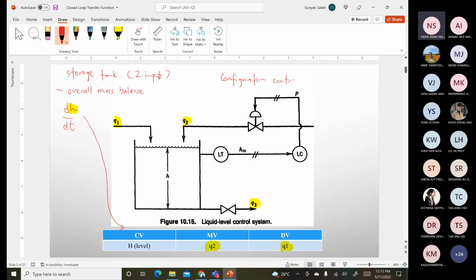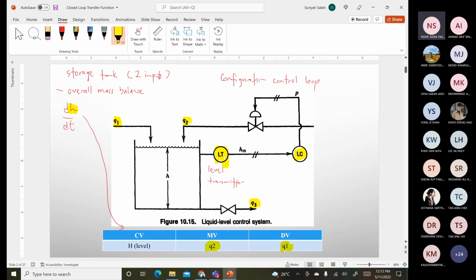Configuration control loop. In this case, let's say you want to maintain the level. You start with the LT, where the LT represents the level transmitter. The function of the level transmitter is to measure the current level. And then once it measures the current level, it will send the information to the controller.